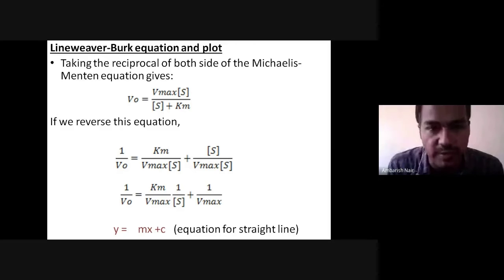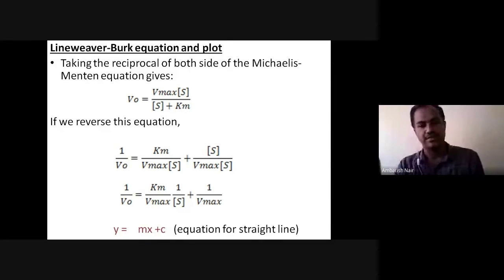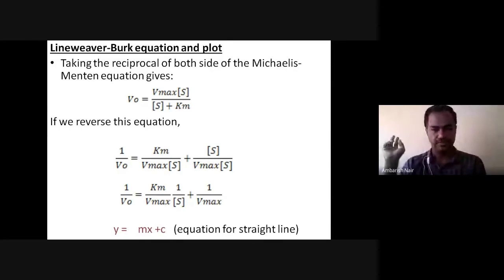But for the time being, you just write down the Michaelis-Menten equation: V0 is equal to Vmax into S0 divided by S0 plus Km. Don't worry whether I mentioned S0 or S here. You can write either S or S naught. Anything you can write. You just write down the equation.